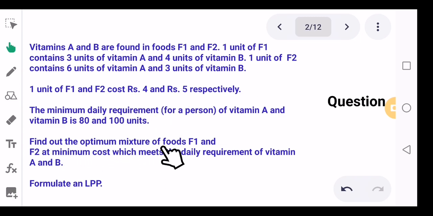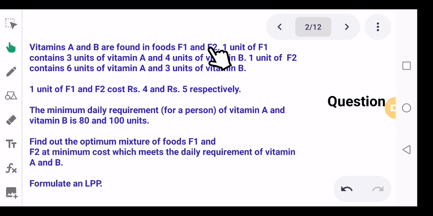Find out the optimum mixture of foods F1 and F2 at minimum cost, which meets the daily requirements of vitamin A and vitamin B. So basically we have to purchase F1 and F2. They are asking us to purchase F1 and F2, keeping in mind that there is the required quantities of vitamin A and vitamin B. Okay, and also we have to make sure that the cost is minimum.